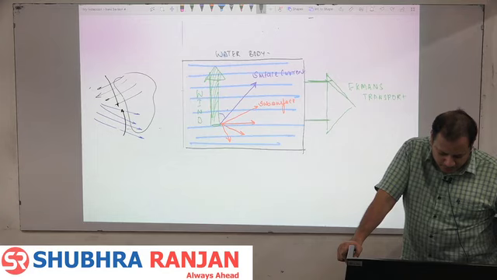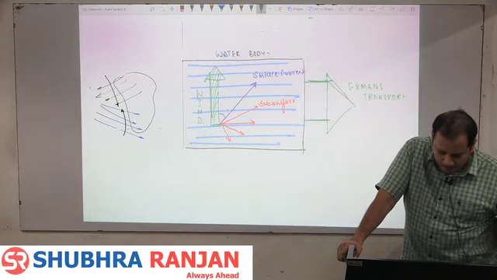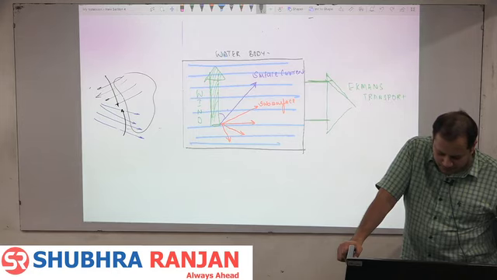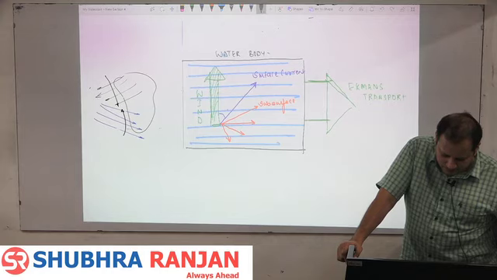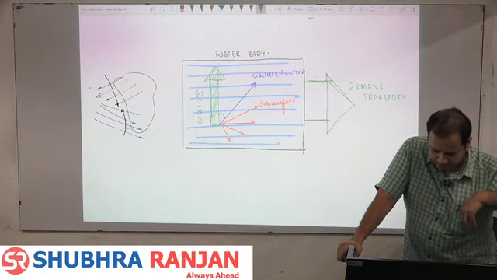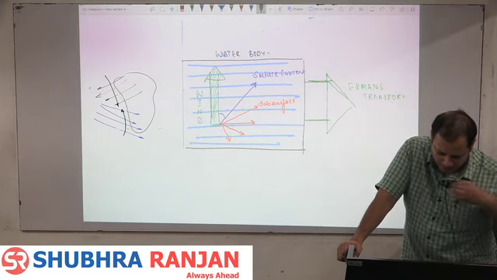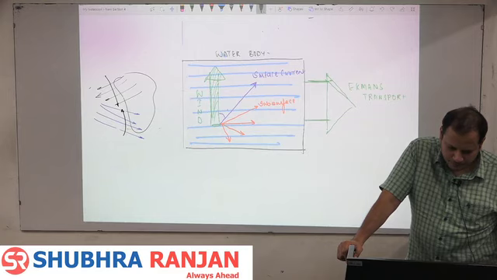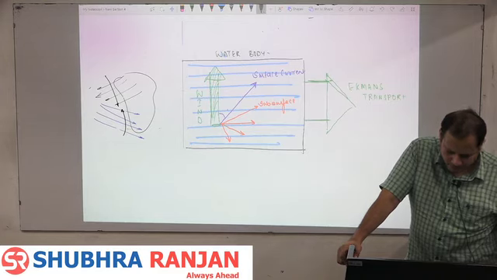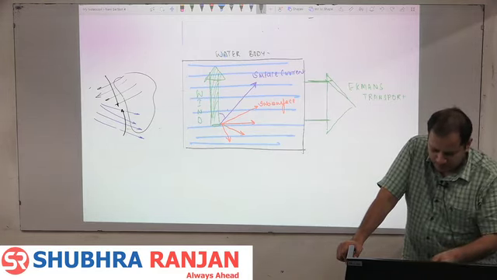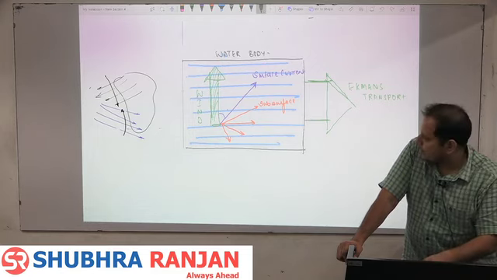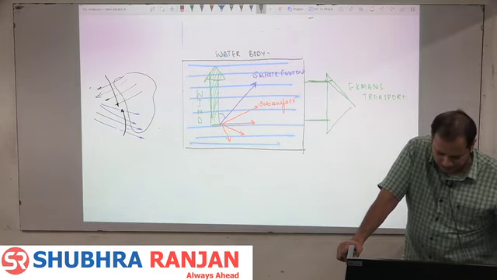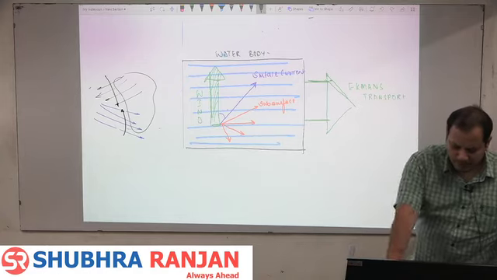Understanding the Ekman's transport is important for upwelling and downwelling.